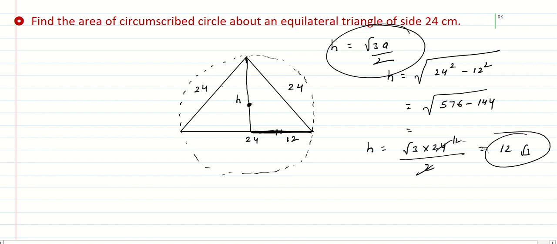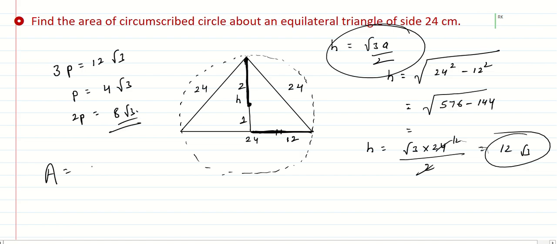Correct? So now, this is 2 parts, this is 1 part. So 3 parts together is 12 root 3. So what is the 1 part? 4 root 3. The bigger circle, meaning the bigger radius, here to here, is 2 parts. 2 parts must be how much? 8. That's all. Pi r square. So what is the answer? 64 into 3 pi. Correct, no? 192 pi. Super.